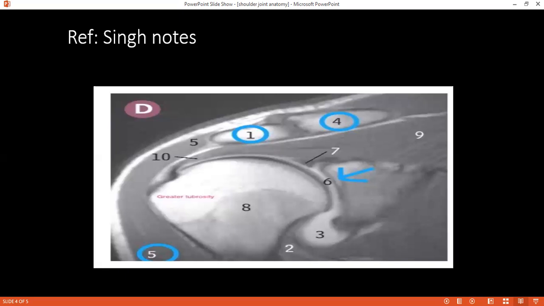Can you tell me the dermatomes involved in the brachial plexus? The brachial plexus? Yes. From C5 to T1. Okay, good.